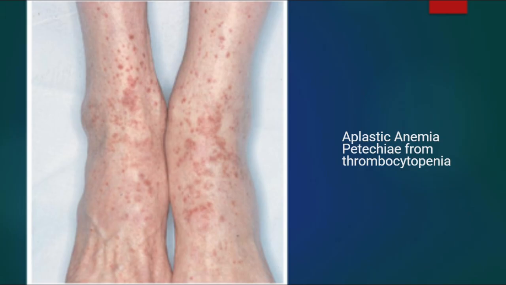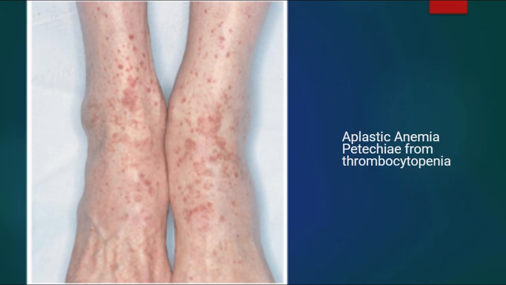This slide shows petechiae, which are tiny pinpoint hemorrhages in the skin. These spots do not blanch when pressed and are caused by bleeding under the skin due to a lack of platelets. In aplastic anemia, the bone marrow fails to produce enough blood cells, including platelets. Without platelets, the body cannot form clots effectively. This condition, called thrombocytopenia, leads to bleeding tendencies.